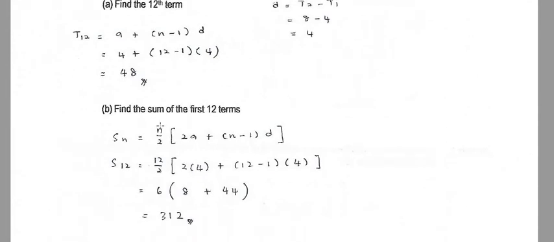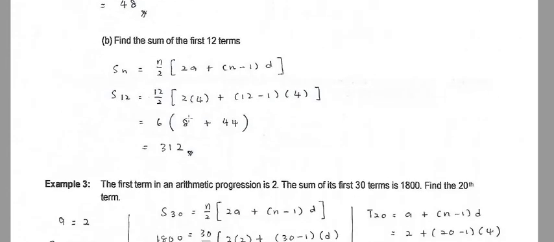Next question. Find the sum of the first 12 terms. So what we want is S12. By using the formula to find sum of arithmetic sequence, substitute n equal 12, A equal 4, and D equal 4. So, we get the sum of the first 12 term is 312.